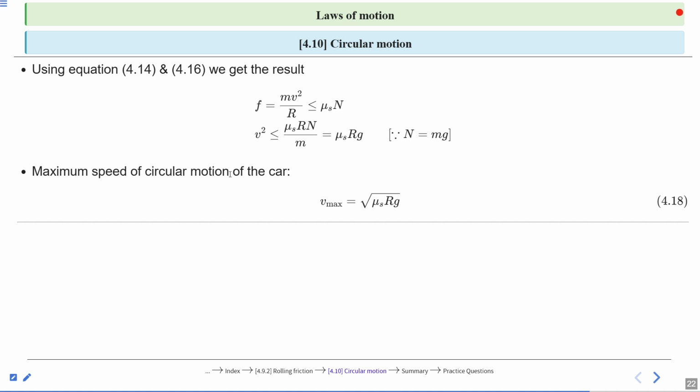Maximum speed of the circular motion of the car, Vmax, is equal to under root mu s r g. This is the maximum speed of the car, and this comes from the relation v square equal to mu s r g. So Vmax is equal to under root mu s r g. R, we know, is the radius of the circular path. Clear?